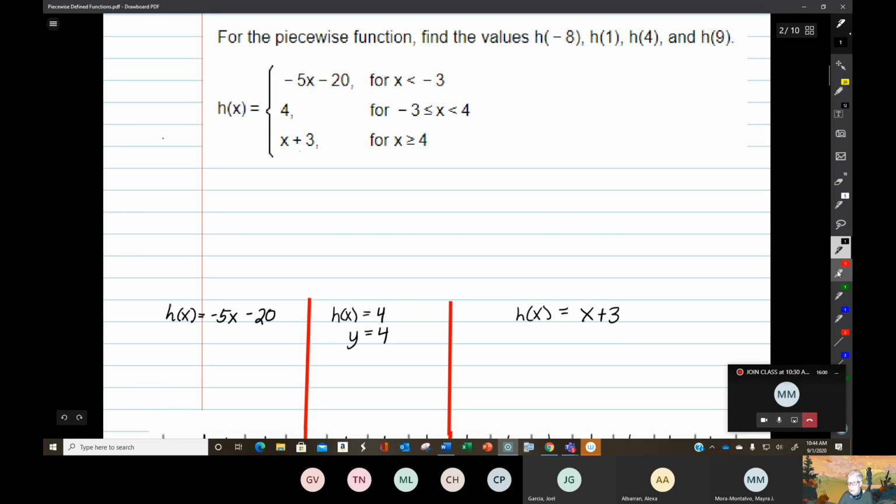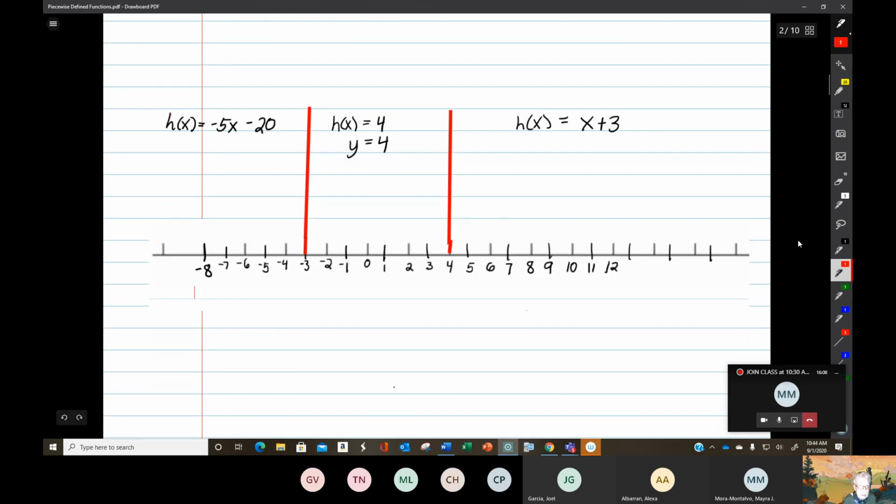So I'm going to put red dots on those numbers, negative 8, 1, 4, and 9. Negative 8, 1, 4, oops, I should have done that in blue. So let's do it again. Negative 8, 1, 4, and 9. Okay.